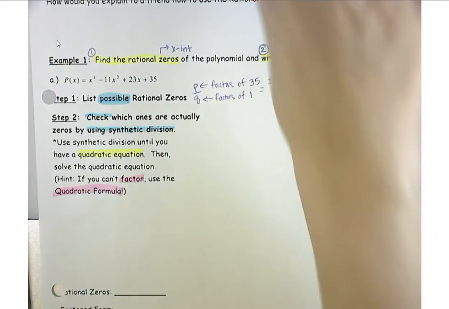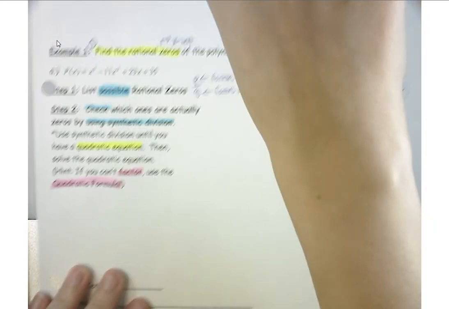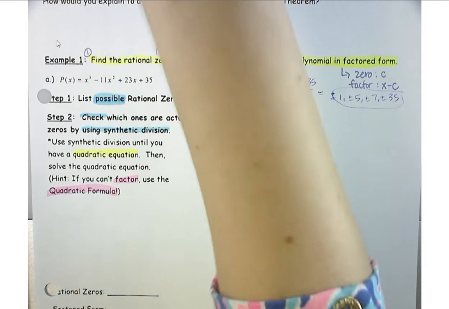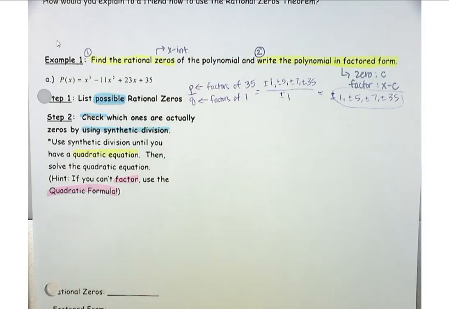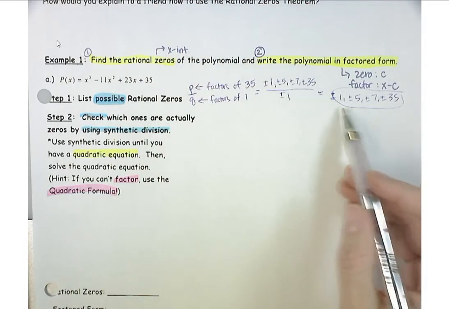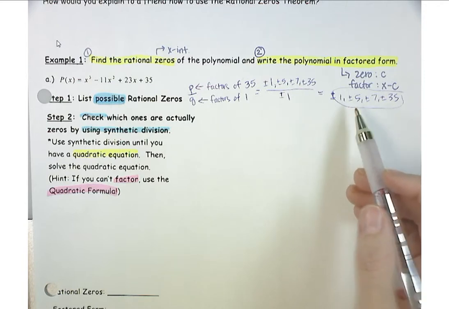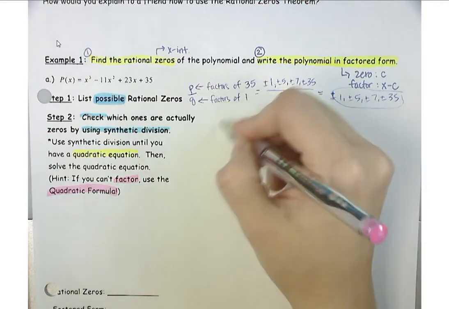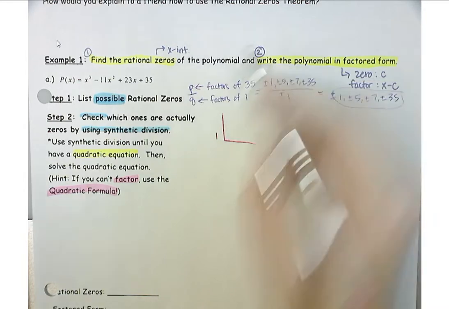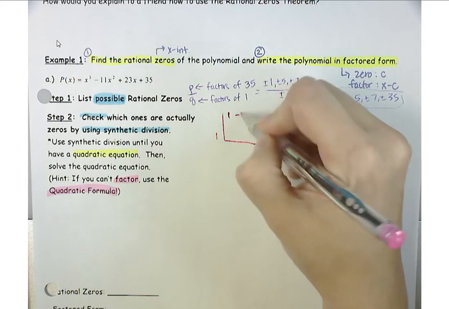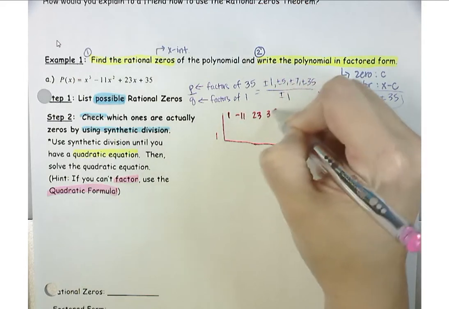Now it makes sense here that you can use your graphing calculator to check and see what they are. If you didn't, then you would just have to guess and check. So if I just picked a number out of these, let's say I just wanted to try to see if 1 was a 0. Okay, so I'm going to use synthetic division like what I did yesterday. So 1, negative 11, 23, 35.